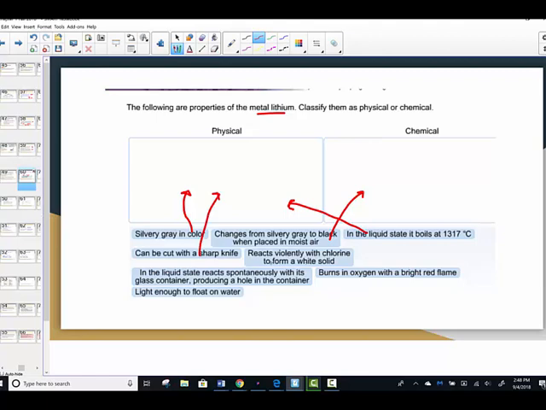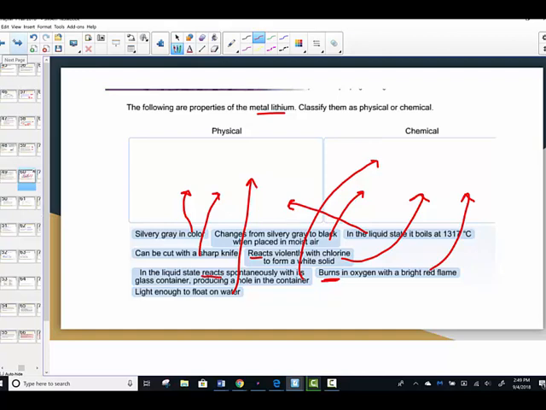Here I'm seeing a key word, reacts. Reacts with is a chemical quality. It's in a liquid state, reacting spontaneously with its glass container. Reacting, chemical. Burns in oxygen, chemical. And light enough to float on water, well, that's a physical quality called density. I hope that was comfortable for you.